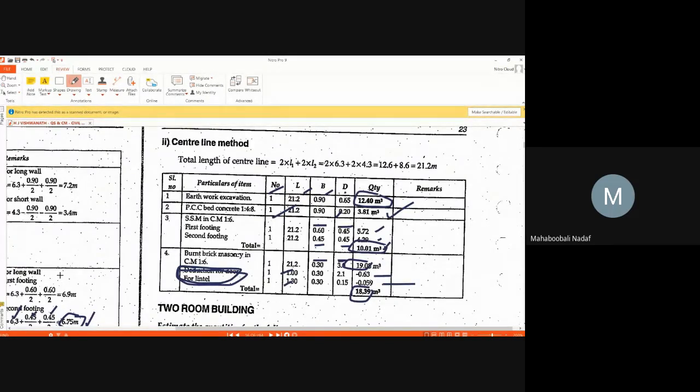Try to understand, in the center line method, the total center to center distance for that plan is taken. Correction has to be made if any junctions are there. Here no junctions are there, so there are no corrections. And all the walls are of same width, so that is why there is no change in the center to center distance for different walls. Only one wall is there, that is 21.2. Now, how many have understood this example?